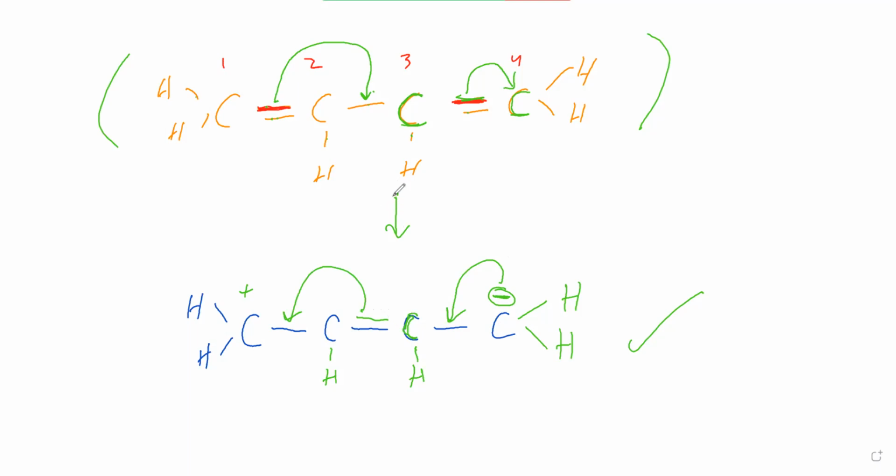Yes. So we represent these two structures by this arrow. You see this arrow. This arrow means that we can draw these two structures for a single molecule. And so this arrow is called what? Resonance arrow. Resonance arrow. Is it clear now?